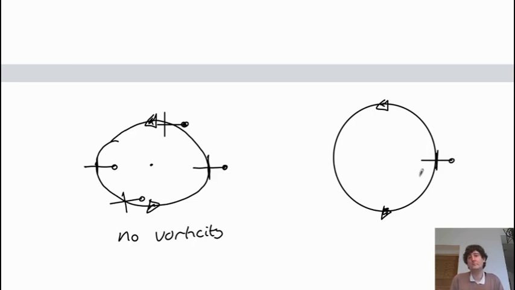So if we have rotation, then this fluid might now move like this. So we now rotate the fluid, and this is with vorticity.